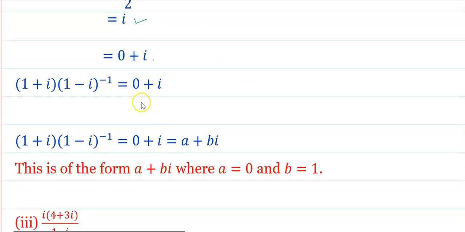Okay. Now again equating the real and imaginary part. What is there? 0 plus i is equal to a plus bi, and hence a is equal to 0 and b is equal to 1 in this way.